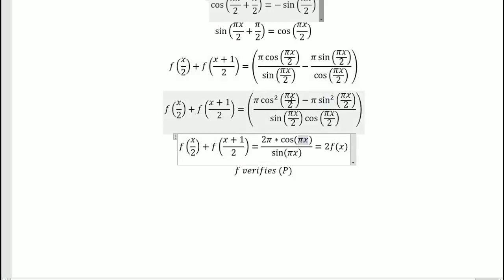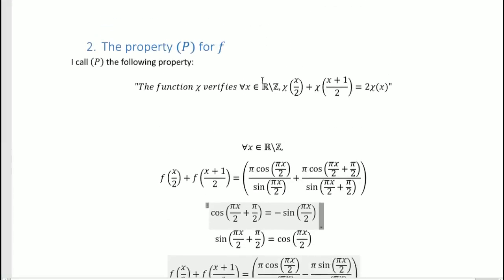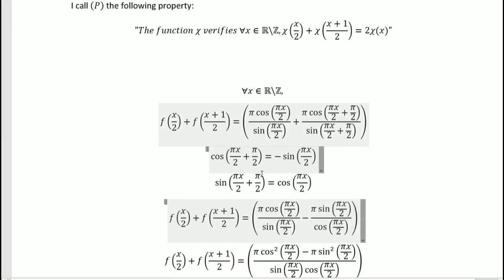And for this part, cos squared minus sine squared equals cos of 2 times what's in here. So we get the cos of 2 times what's in here, so this. And we have the pi that is factorized, obviously. Okay, so we get actually twice f of x, like here. So f verifies P, which is cool.